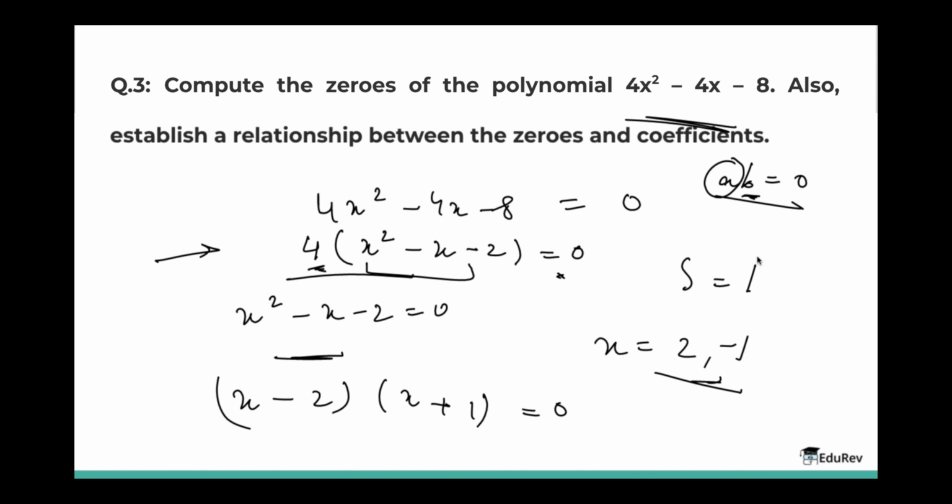Negative of the coefficient of x upon the coefficient of x square, as we have studied. So it's going to be negative of 4 by 4, that is nothing but obviously 1. And similarly, if I want to find the relation between the product.